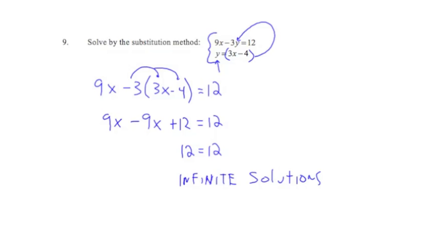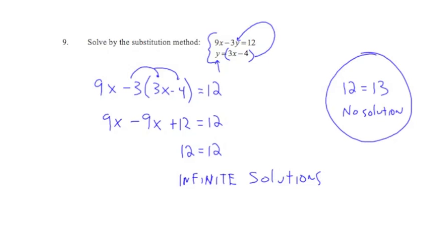Had the variable dropped out and I had an untrue statement, so let's say I was working a problem and I had something like 12, but on the other side of the equation I had 13, a statement that was untrue. That would indicate to me that these two lines in the system are parallel, and then I would have no solution. So you're probably going to see some of those in your test review as well. So variables drop out, an untrue statement, that indicates we have no solution to the system.